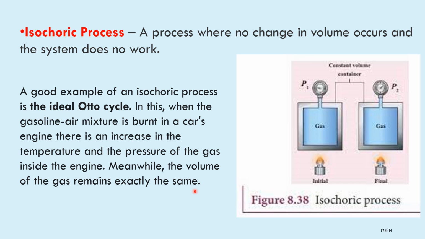In the case of an ideal Otto cycle, inside the car engine you have a gasoline air mixture. When it starts burning, it increases the temperature and pressure of the gas inside the engine, but the volume of the gas remains constant. Let us consider this an example of an isochoric process.